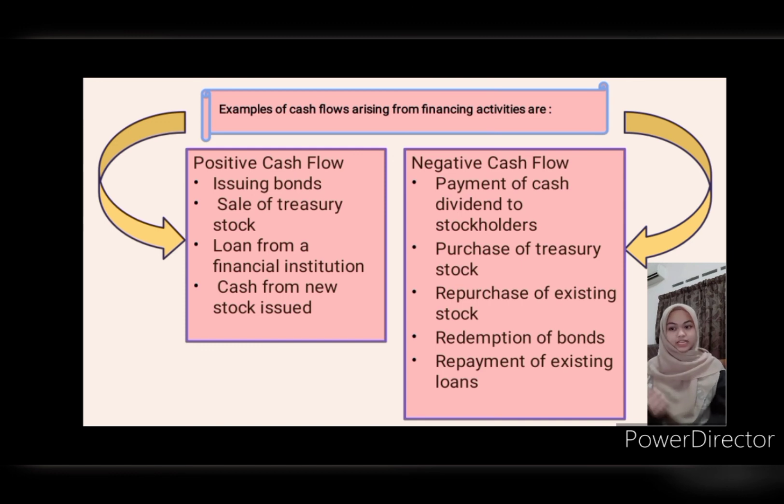Then, negative cash flow from financing activities, on the other hand, can signal improving liquidity position of the business and also provide information about its dividend policy. For example, first, payment of cash dividend to stockholder. Second, purchase of treasury stock. Third, repurchase of existing stock. Fourth, redemption of bond. And last, repayment of existing loans.